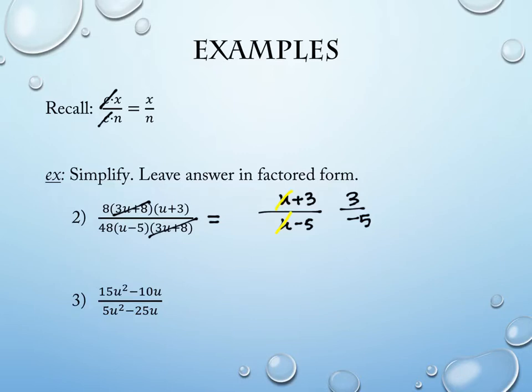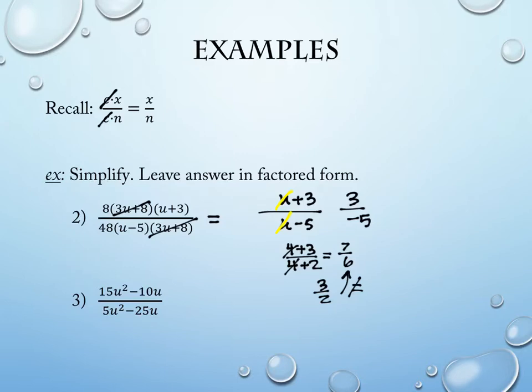But you would never tell me this if you had numbers. If you had 4 plus 3 over 4 plus 2, you would not cancel the 4s, and here's why. This is 7 over 6. If you canceled the 4s, you'd get 3 over 2. Does 3 over 2 equal 7 over 6? No, it absolutely does not. So you cannot cancel out terms. You can only cancel out factors.